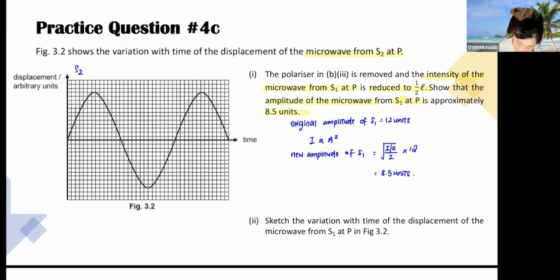So then to draw the variation, all I've got to do is just draw 8.5 units. So 1, 2, 3, 4, 5, 6, 7, 8.5. So it's somewhere here. Then 1, 2, 3, 4, 5, 6, 7, 8.5. So it's somewhere here. And then after that, it's somewhere here as well. Okay. So I'm just going to draw. They still cut at the same axis, just that now they have smaller amplitude.